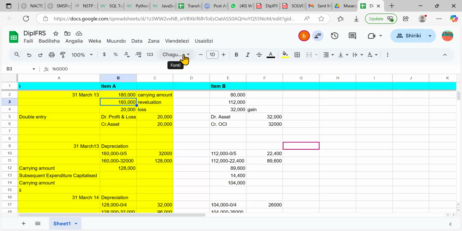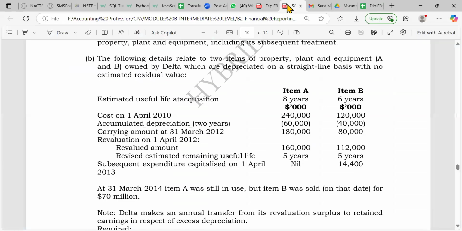So if we do have 160 at the beginning of the year, we would have to charge what? Depreciation now, right? Yes. So let's look for the useful lives. The remaining useful lives, you have to use this one. Revise the estimated remaining useful life. I told you, be careful about the word remaining.